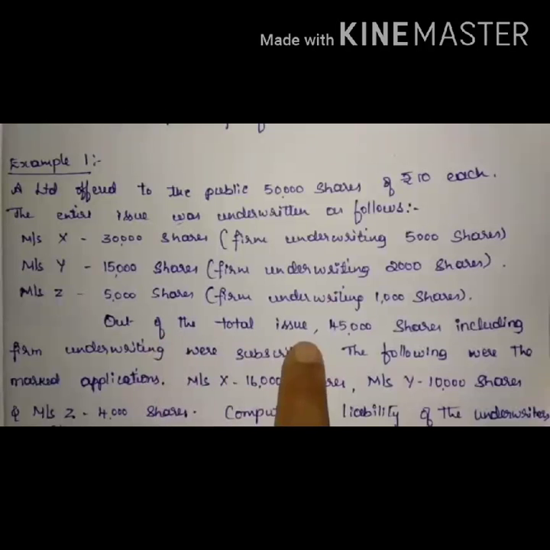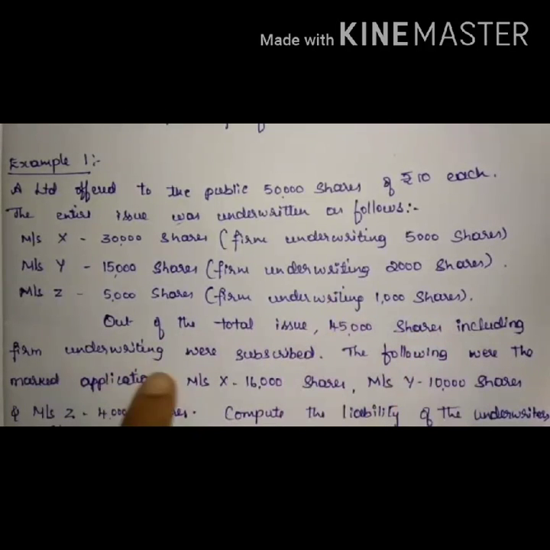Out of the total issue, 45,000 shares including firm underwriting were subscribed. What is this? This is public subscription, or applications received from the public. It is 45,000 shares. The following were the marked applications. Marked applications means applications that have come through each of the underwriters. From X it is 16,000, Y 10,000 and Z 4,000. Compute the liability of the underwriters. We'll solve this.